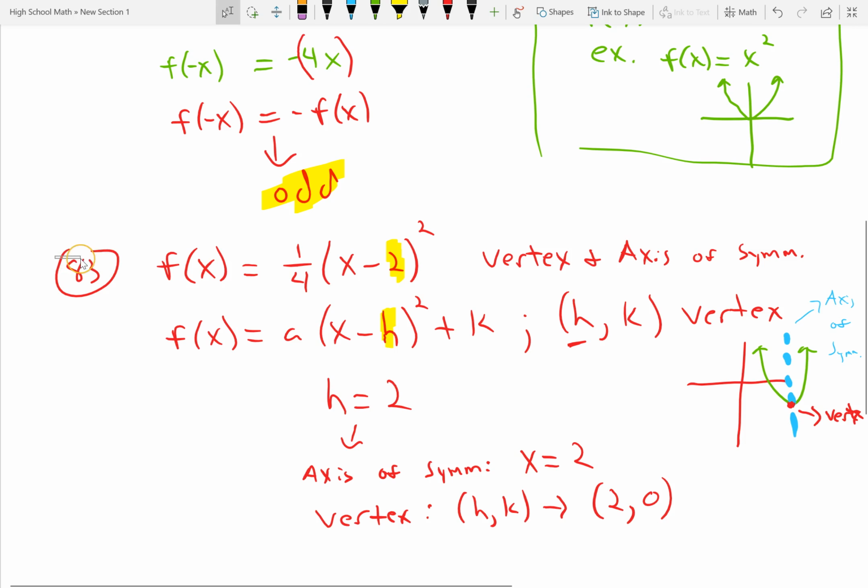So number 83. The axis of symmetry is x equal 2. The vertex is the point 2, 0.